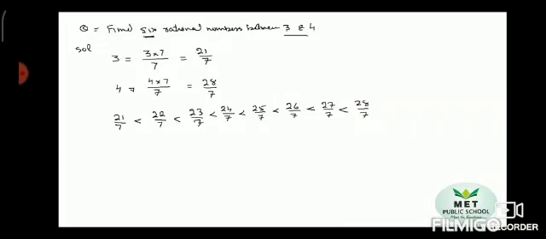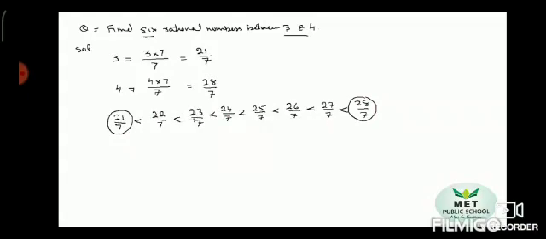Among these, you have got 21 by 7 at the start and 28 by 7 at the end for the number 4. Now let us collect all the 6 rational numbers which are in between 3 and 4.